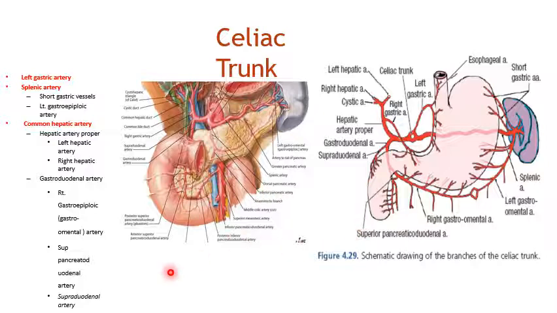Then the supraduodenal artery. This is an inconstant branch of the common hepatic artery, and it lies near the duodenum. It supplies the proximal half of the first part of the duodenum. So this is about the branches of the celiac trunk.